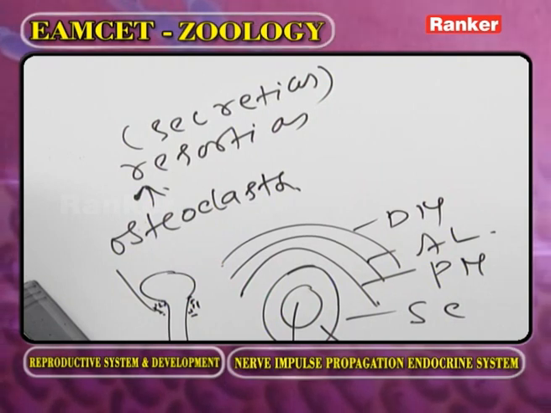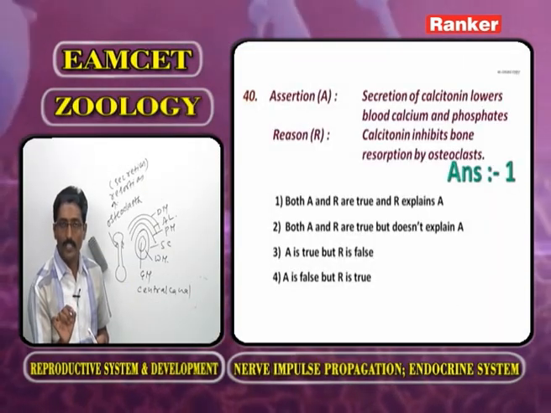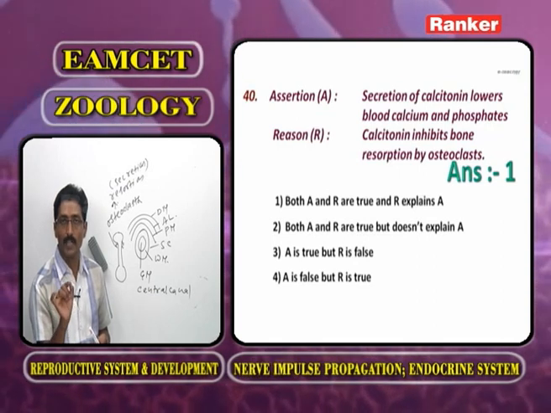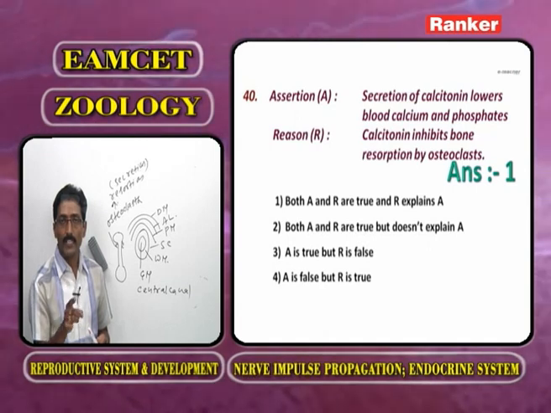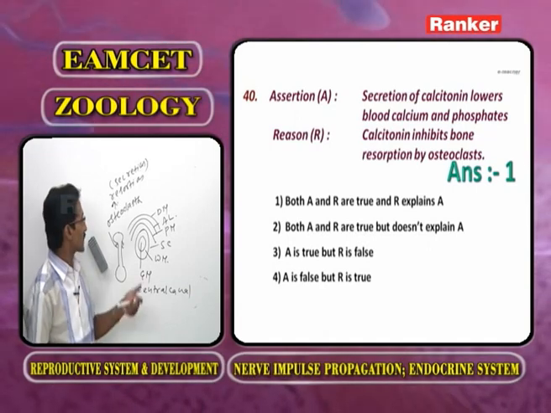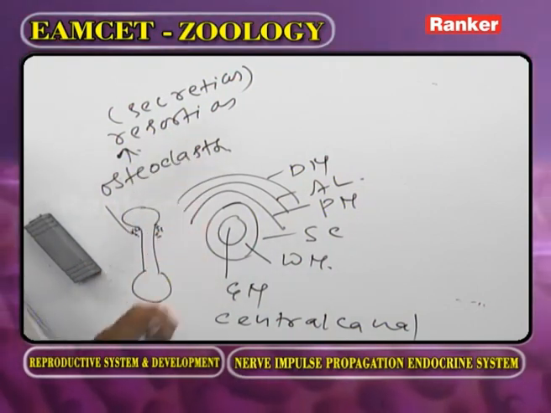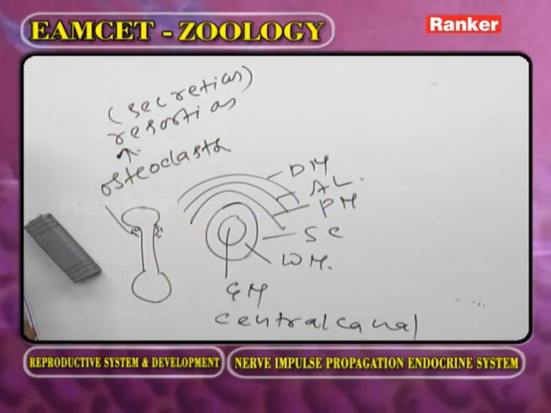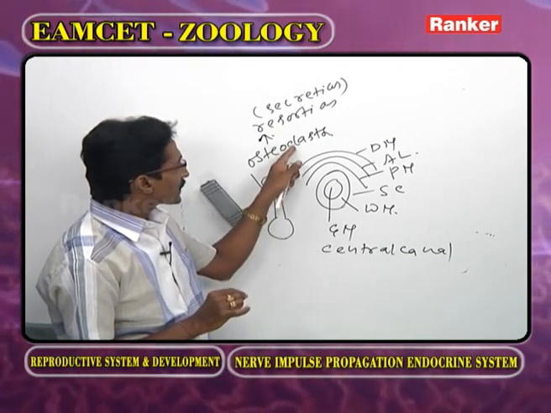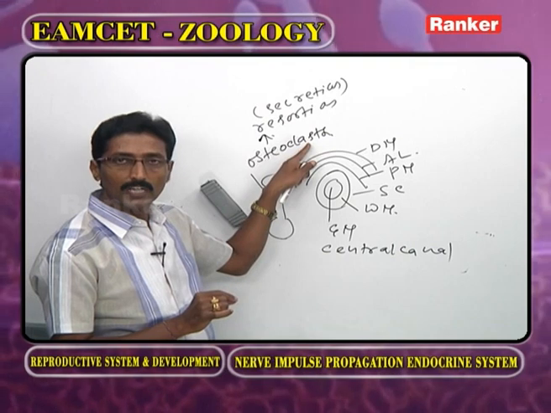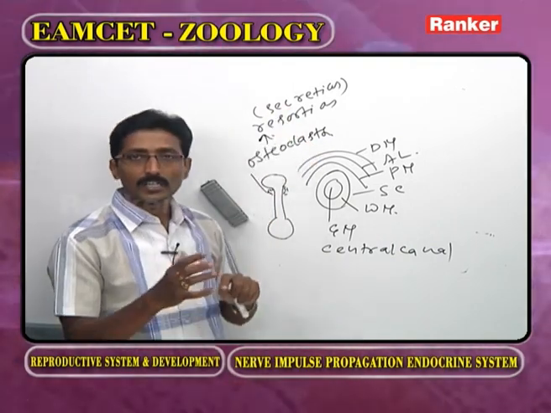The calcitonin hormone decreases calcium and phosphorus levels of blood because it stops the activity of osteoclasts. What is the function of osteoclasts? Resorption. What is meant by resorption? Secretion. So the calcitonin stops the function of osteoclasts. That means they do not perform secretion.